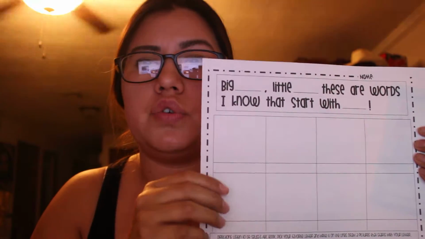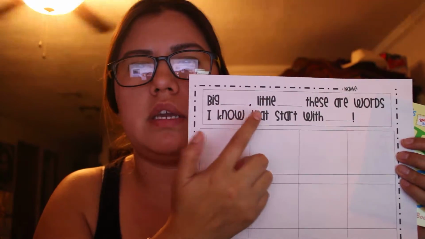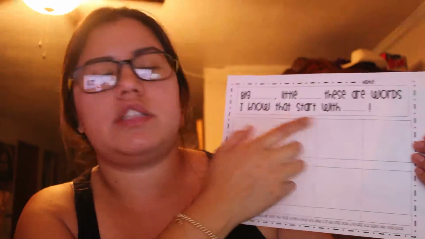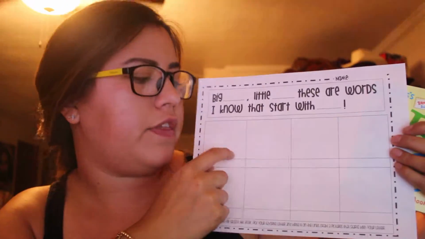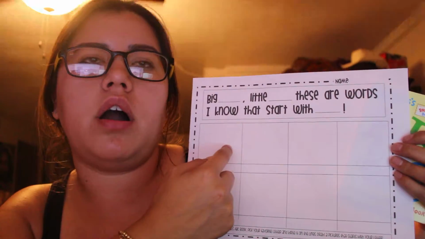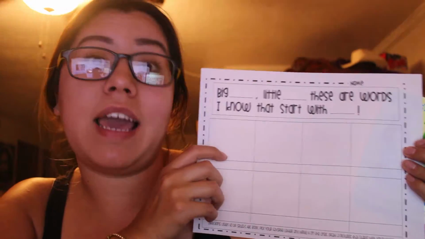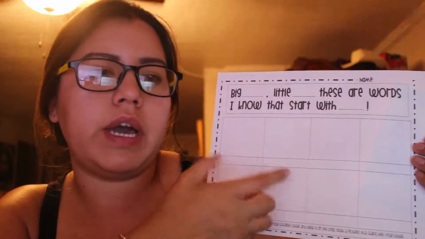For example, if they choose the letter C, they're going to write big C and then the little c, and then these are words I know that start with C. And then they can draw a car, they can draw a cat, they can draw a candy, for example, and I will go ahead and help them.